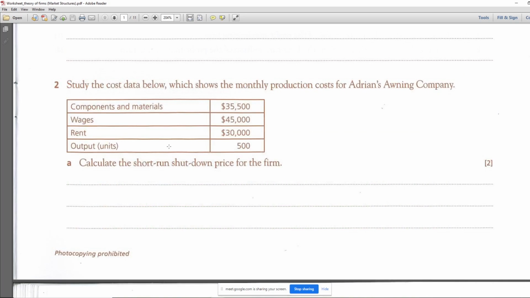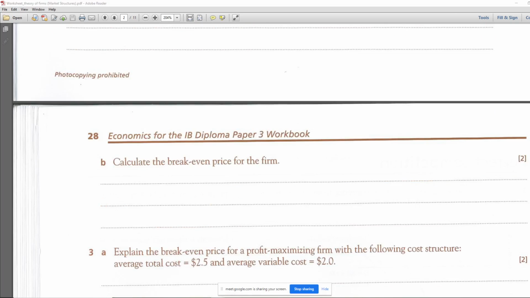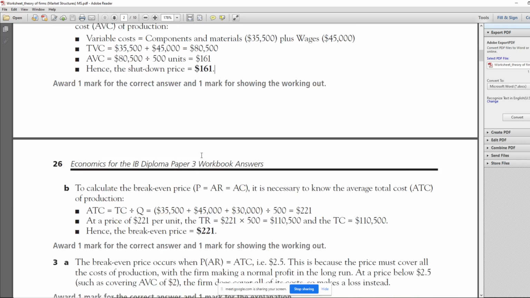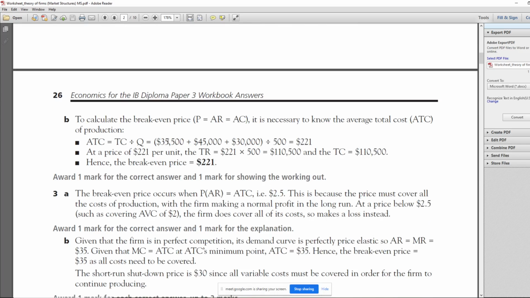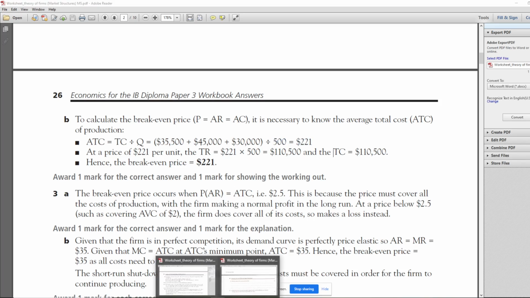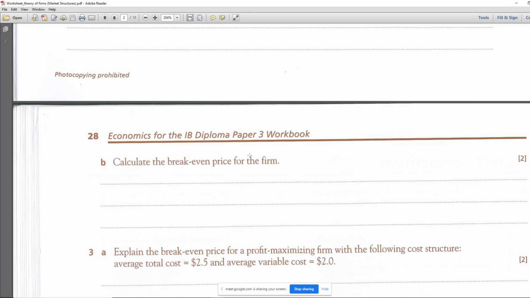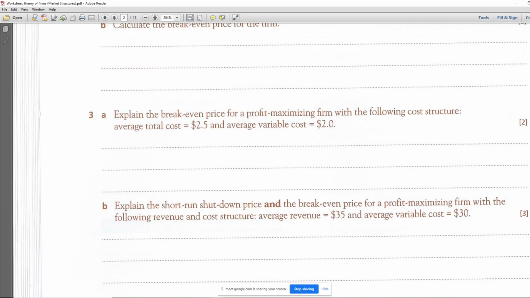So B, if you look at the answer, it's going to be like this, right? Put all the costs together and divide by 500, the output. Then you will get this 221. So that's B. Okay, let's go to number 3.